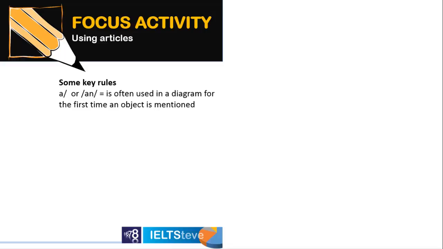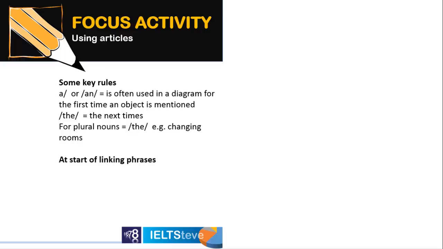Use a or an in a diagram the first time the object is mentioned. And then, in subsequent times, refer to the object as the. For plural nouns, though, we're going to use the. Okay, so we don't say a changing rooms. We say the changing rooms. So that's a wee bit tricky there as well.